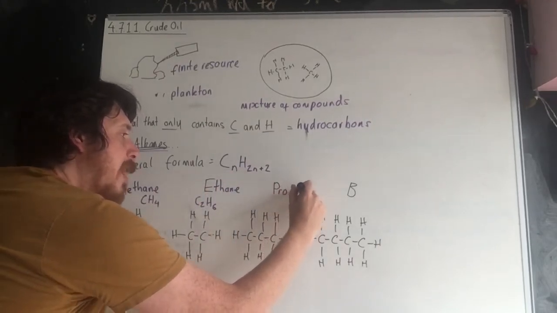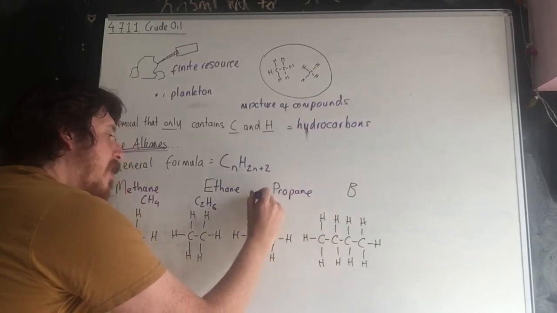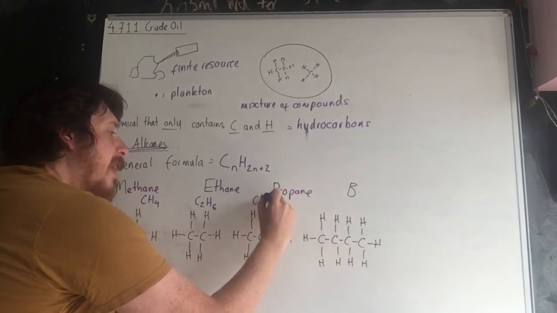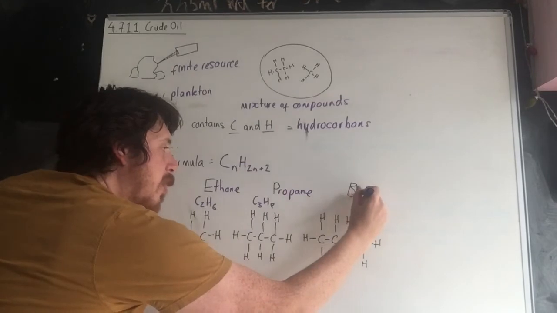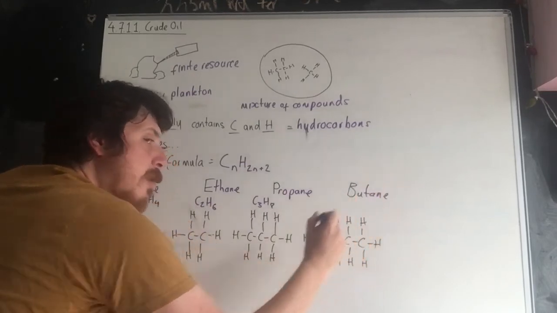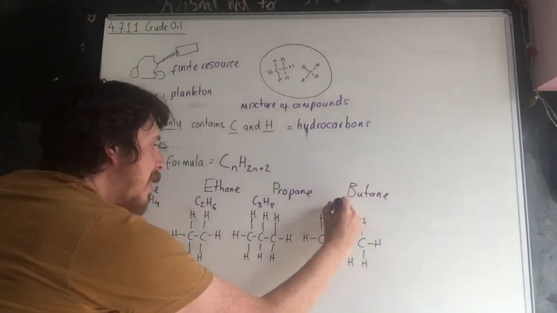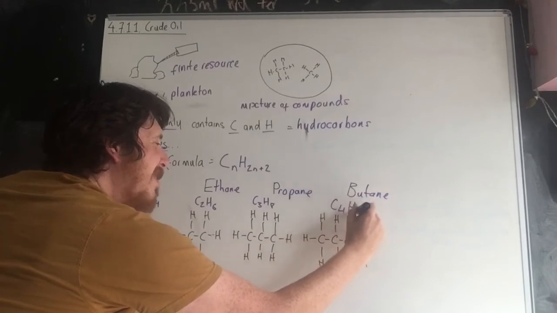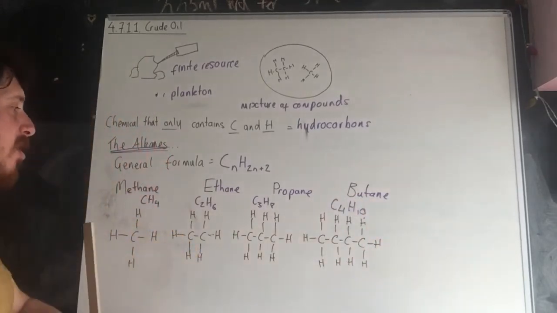We've got propane, which is this one down here, and that's C3H8. And we've got butane. Butane is C4H10, because there are 10 hydrogens.